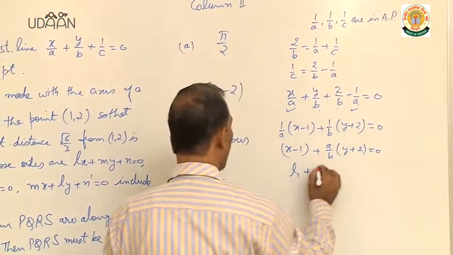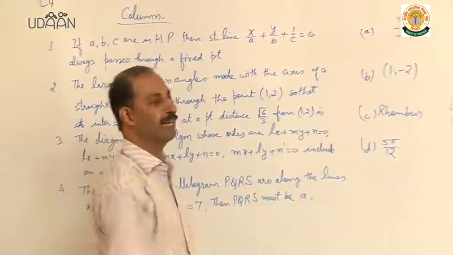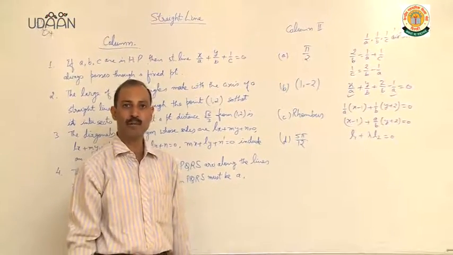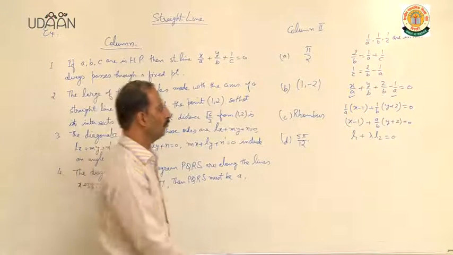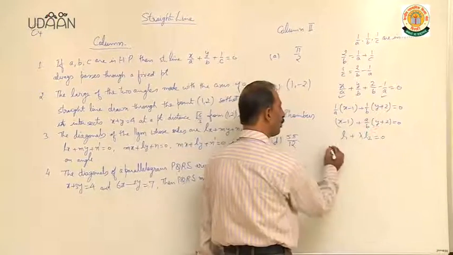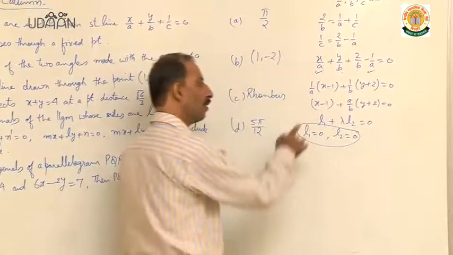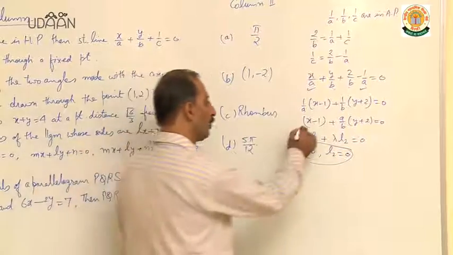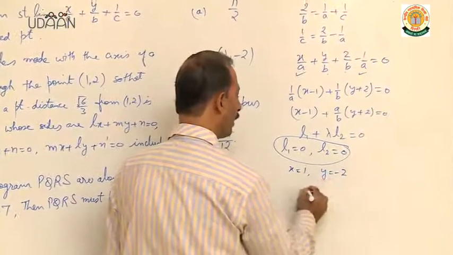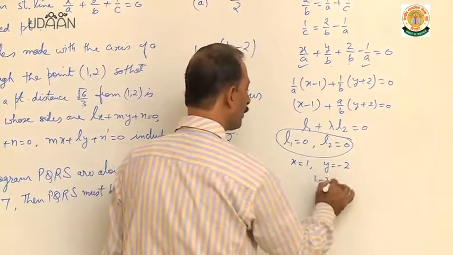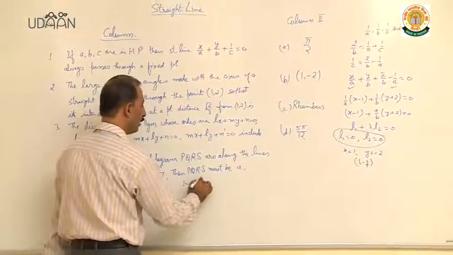Now you can compare with L1 plus lambda times L2 equal to 0. This is the family of lines containing two lines. First line is x minus 1 equal to 0, that is L1. Second line is y plus 2 equal to 0, that is L2. Now a family of lines always passes through a fixed point, which you will get when you solve these two equations. That is the point of intersection of these two lines. So x minus 1 equal to 0, x is equal to 1, y plus 2 equal to 0, y is equal to minus 2. So the point is (1, -2). This is a fixed point. So now you can say the first one matches with B.